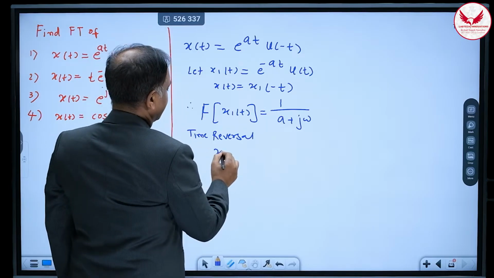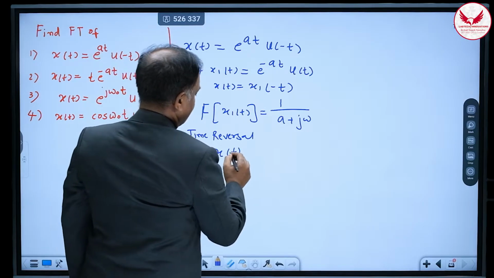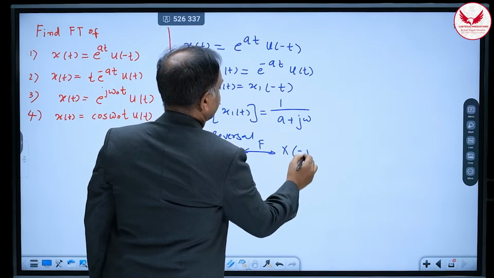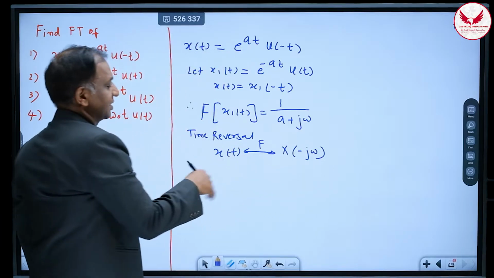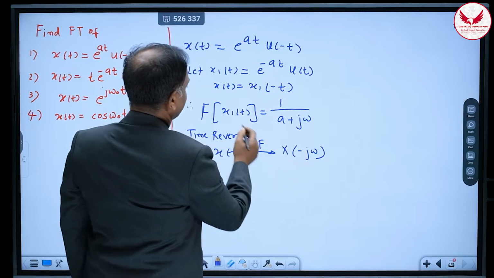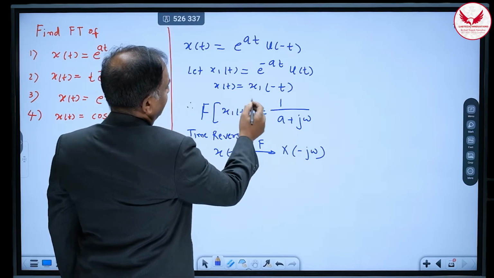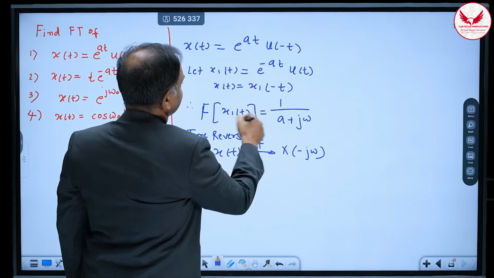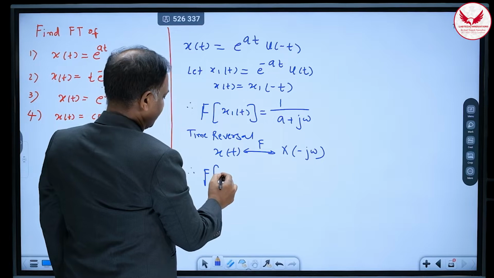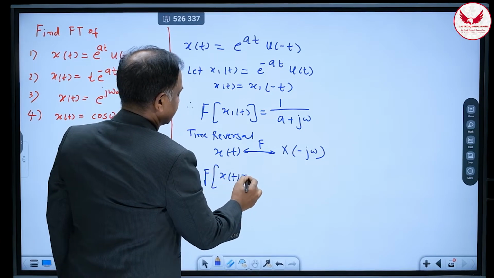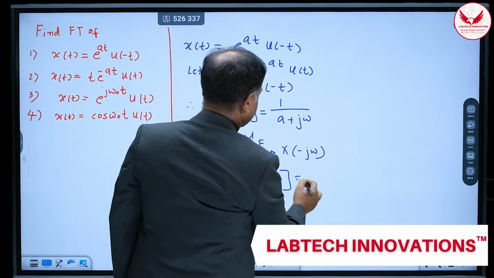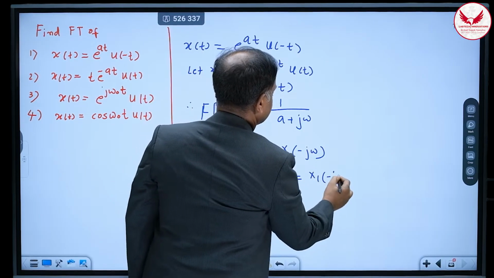the time reversal property states that x of minus t is a Fourier pair of x of minus j omega. If the Fourier transform of x of t is x of j omega, then the Fourier transform of x of minus t is x of minus j omega. So x of t is equal to x1 of minus t, that is the time reversal property. Therefore you can write the Fourier transform of x of t, which is equal to x1 of minus t, and this is equal to x1 of minus j omega.